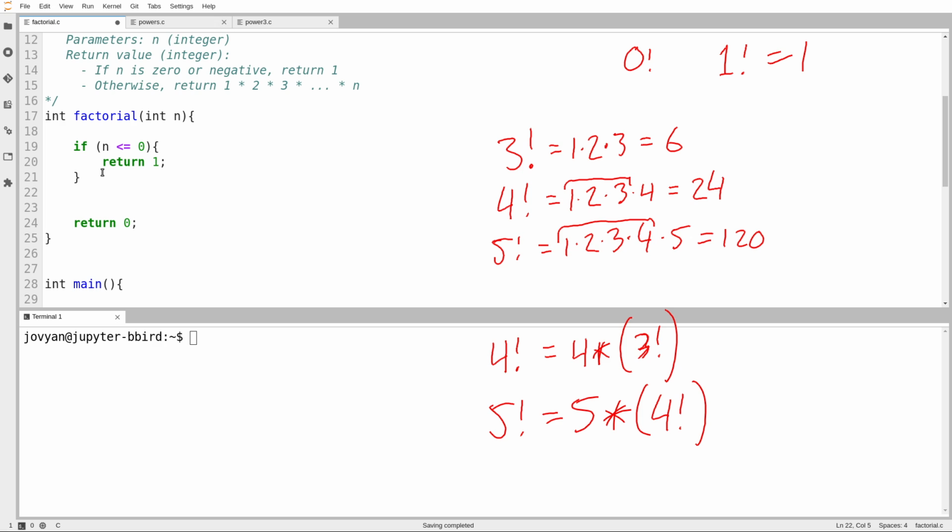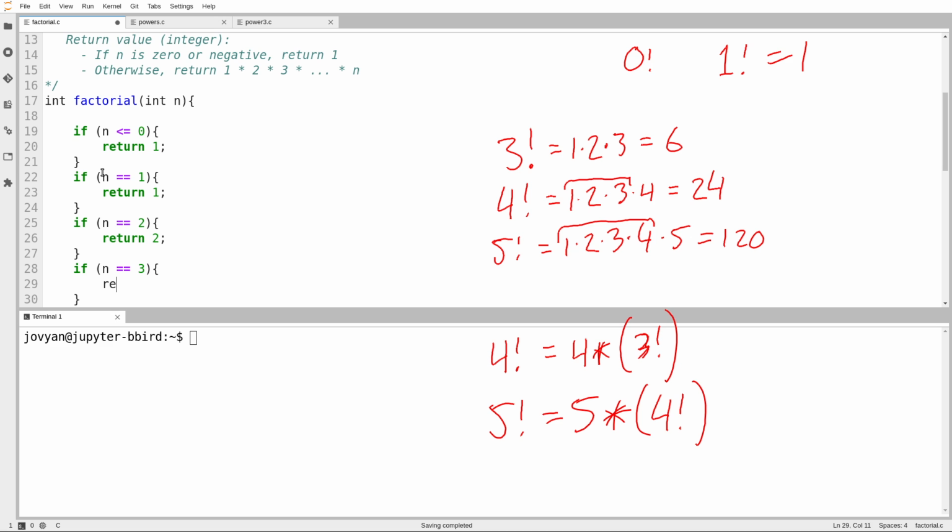Can I make any progress on this problem? Well, yeah, I guess I know what 1 factorial is. If n is equal to 1, then it's 1. And you know, I could say, if n is equal to 2, then I return 2. And if n is equal to 3, well, I've already worked out 3 factorial, return 6. But of course, I can't keep doing this all day. I can't make an if statement for every single value of n. That's not going to work. But I do have n equals 1. That's fair enough. I could use an if statement for that.